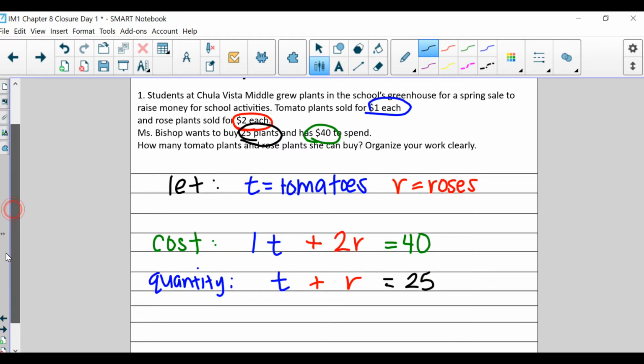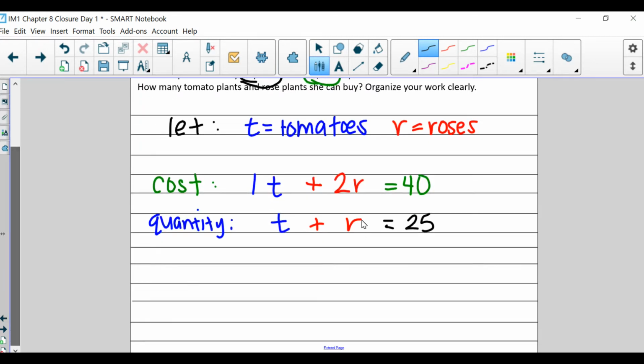So what we're going to do now is we want to try to set it up so that one of these kind of gets rid of each other. We get a zero pair. That way we can solve for one of the variables. So looking here, 2R and R, that's not going to cancel out with a zero pair very easily, but T and T can cancel out if one of them is negative. So let's go ahead and do that. I'm going to multiply everything by -1, and the reason why is because then we will get a zero pair. So let's go ahead and do that.